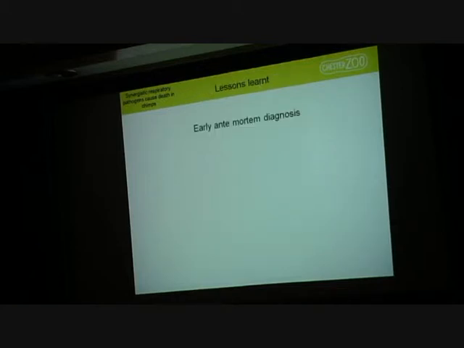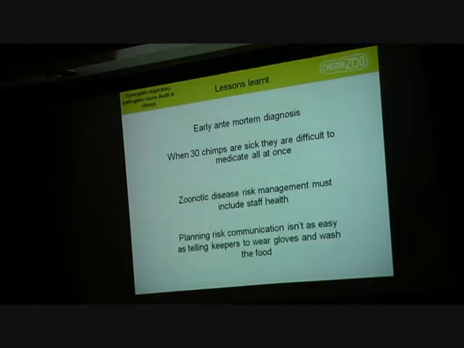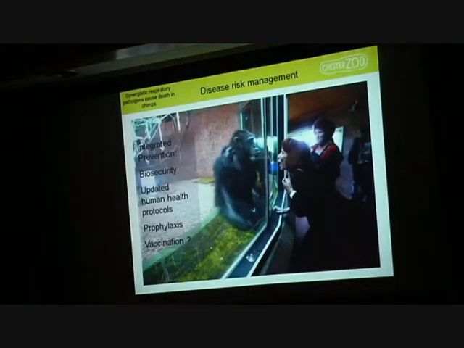The lessons we learned: early antemortem diagnosis was very useful. As I mentioned, when 30 chimpanzees are sick, they are very difficult to medicate all at once. And the zoonotic disease risk management must include staff health. So you can't do this sort of thing with primates and not talk about staff health surveillance or staff disease surveillance. And planning risk communication isn't as easy as telling keepers to wear gloves and wash the food. It's much more involved than that.